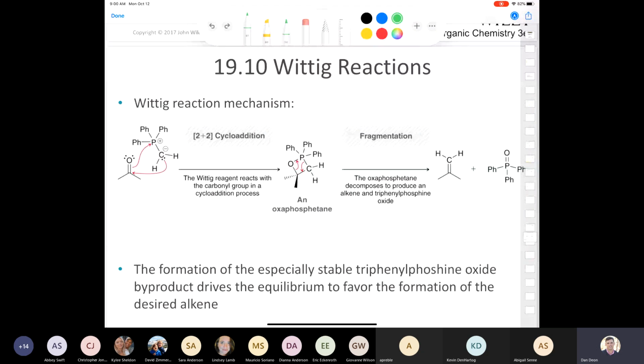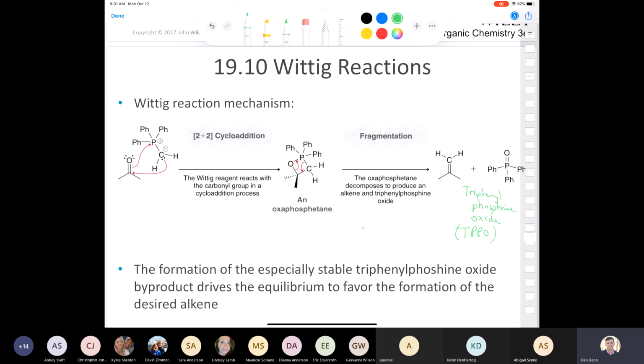Now you might be wondering, what's the driving force behind doing all of this? And that's the formation of this piece of crap over here. Now, you're like, Mr. Dion, why are you cursing at a molecule? This is called triphenylphosphine oxide, which we abbreviate TPPO because it's so annoying to write out.